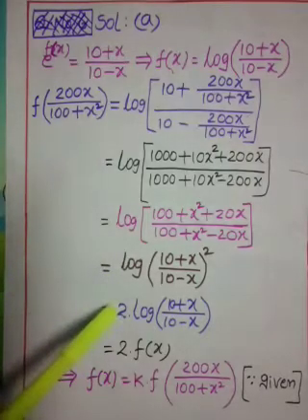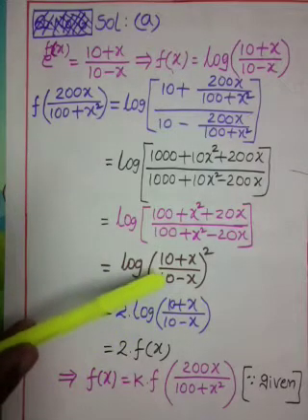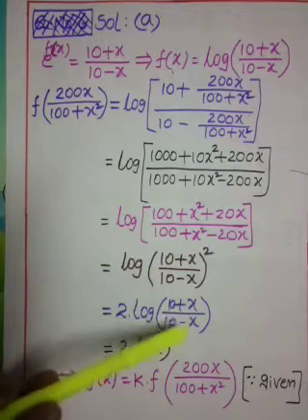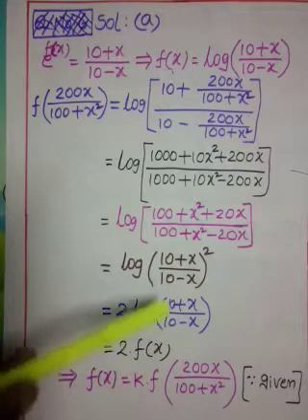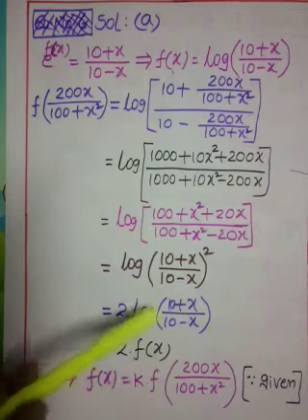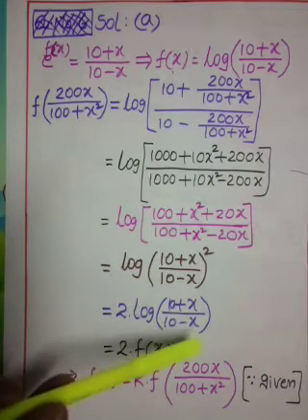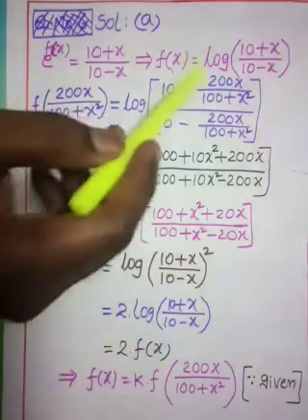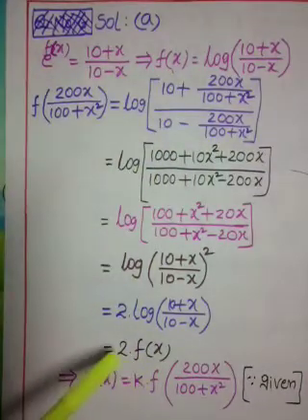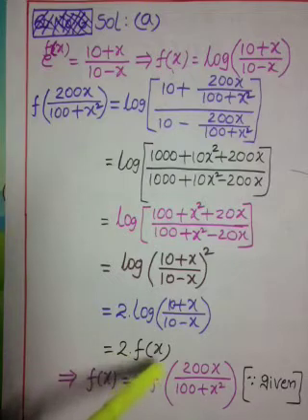Again we use the properties of logarithmic functions: 2 into log of 10 plus x by 10 minus x. Understood this step, my dear children? That is equal to 2 into log of 10 plus x by 10 minus x, which is nothing but f of x. Okay, my dear children? So this value is equal to 2 into f of x.